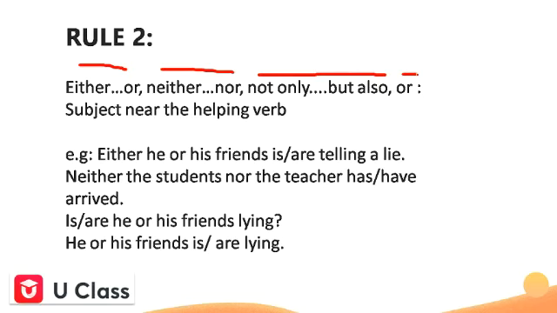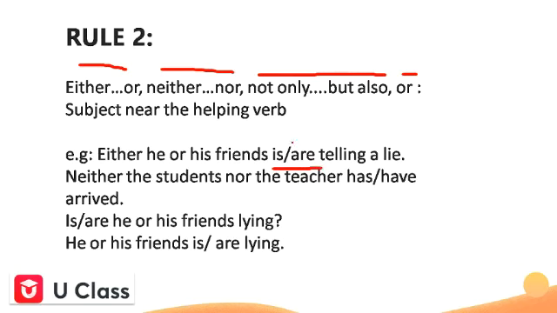Clear? Let's look at the first example. The first example is: either he or his friends is or are telling lie. In this case you can see what is the helping verb. What is the helping verb in this case? The helping verb is is or are.